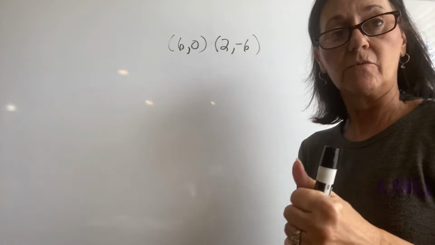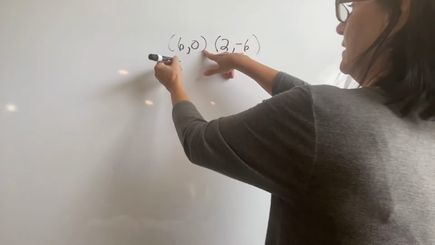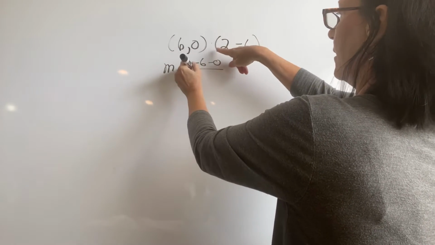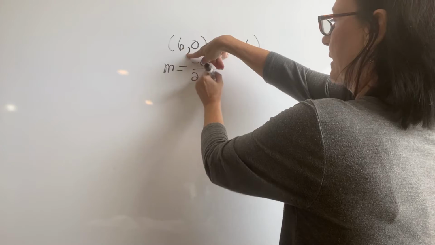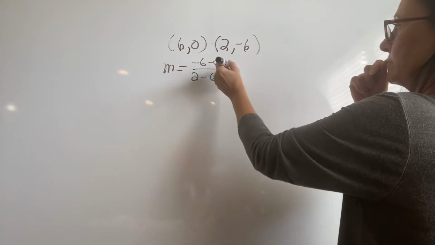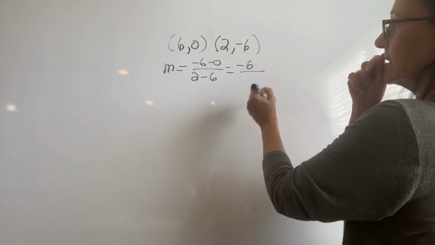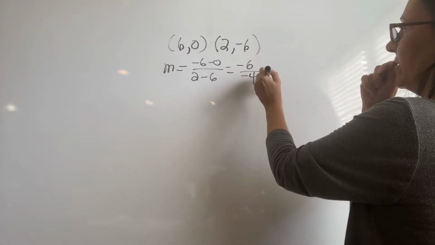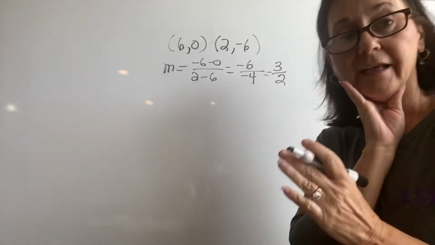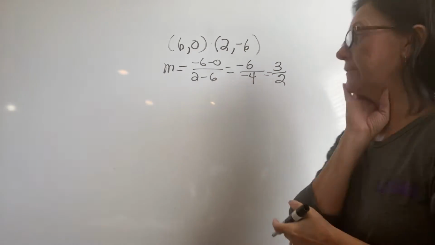The slope is the change in y over the change in x. So here's my slope. It's -6 minus 0 over 2 minus 6. So that's -6 over -4, which is positive 3/2. Does that look like a positive slope? Yes, it rises from left to right.